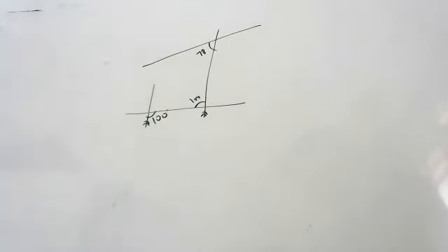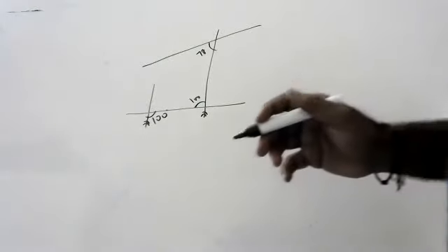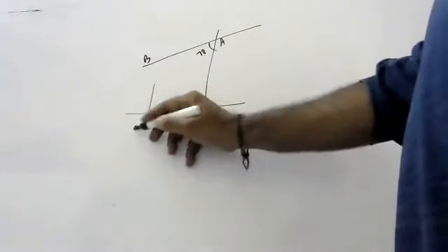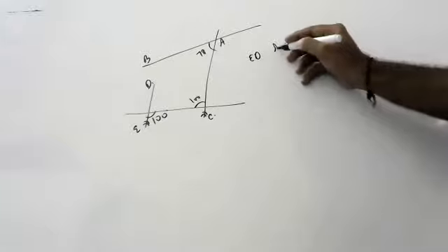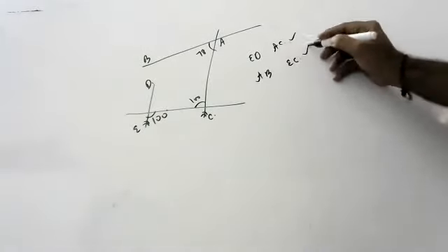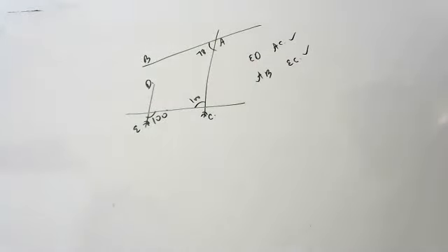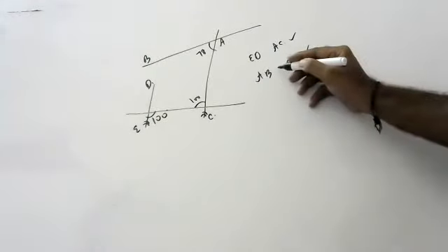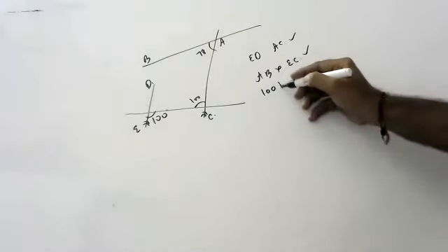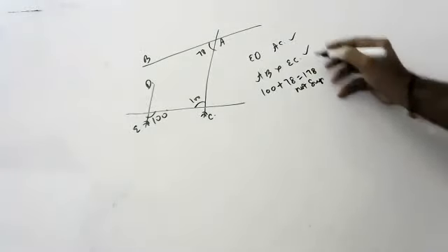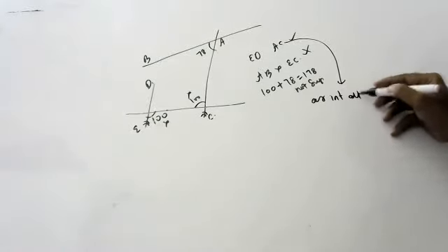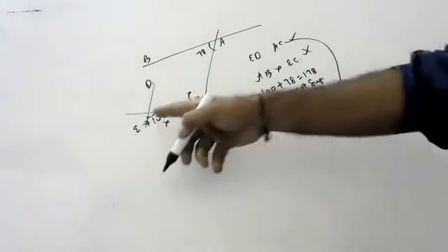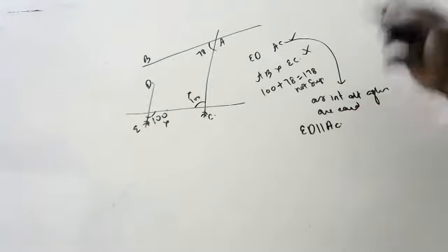Find ACE was for figure 10.107, sir. So this is A, this is B, this is E, this is D, this is C. They are asking, among them, which both are parallel lines? AB and EC, are they parallel? No, because 100 plus 78 is 178. They are not supplementary, so they are not parallel. Whereas ED and AC, this is 100, this is 100. As interior alternate angles are equal, we can say that ED is parallel to AC.